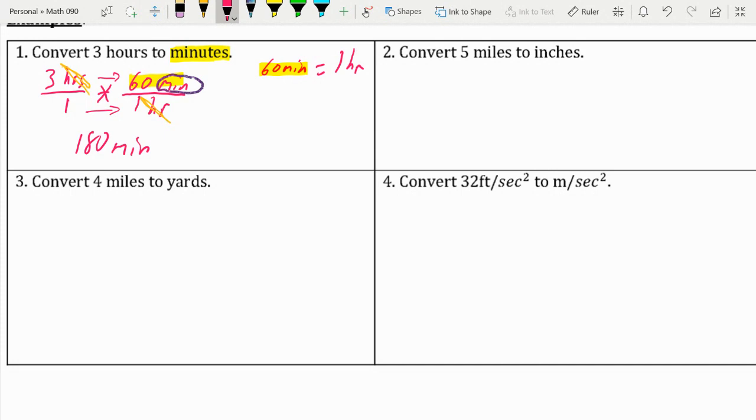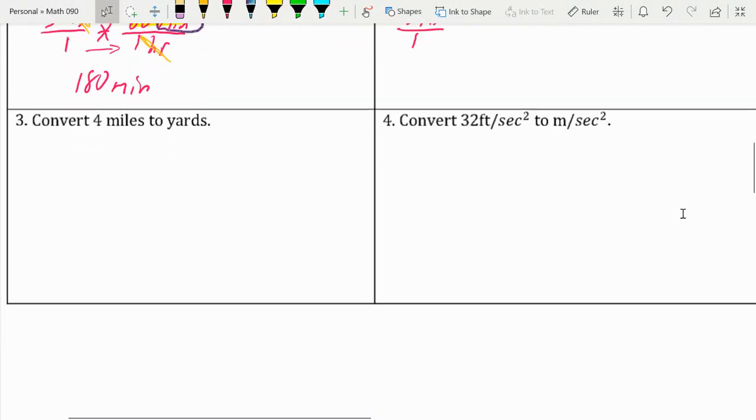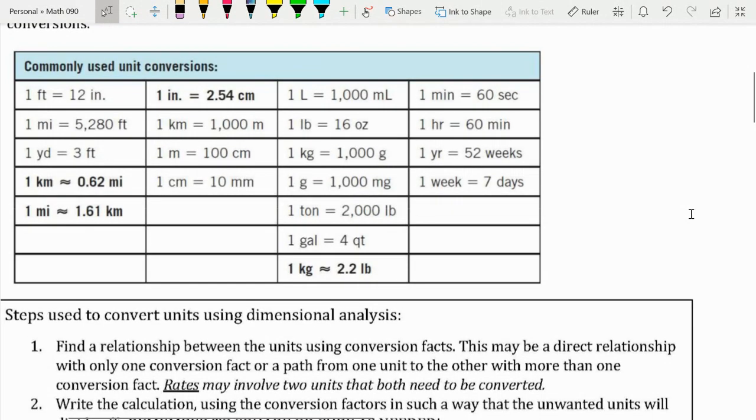All right, so convert 5 miles to inches. So 5 miles, MI is the abbreviation for miles, over 1. Now I need to convert to inches. So we come back up here and look at our table. I need to find something that's going to convert miles to inches. All right, miles to inches.